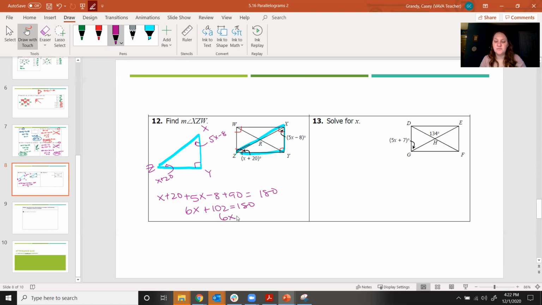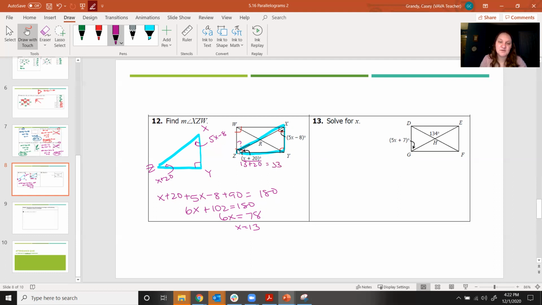Subtract 102 from both sides. Divide by 6, there's x. And now I can use that to find what I need. One's angle XZW. XZW is this angle here. So what I'm going to do is I'm going to take my 13 and plug it in. 13 plus 20, that's 33.